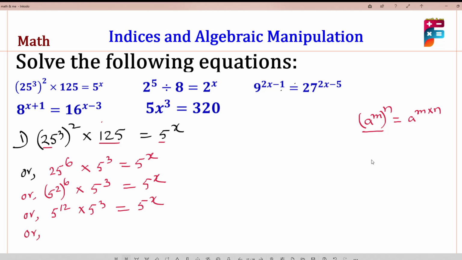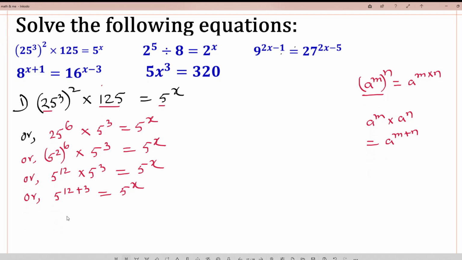We know a to the power m times a to the power n means a to the power m plus n. So we can write here 5 to the power 12 plus 3, and here is 5 to the power x. Okay, now look, here is 5 to the power 15, and here is 5 to the power x. So x is 15. Why?